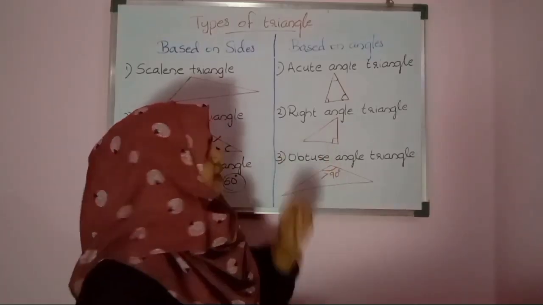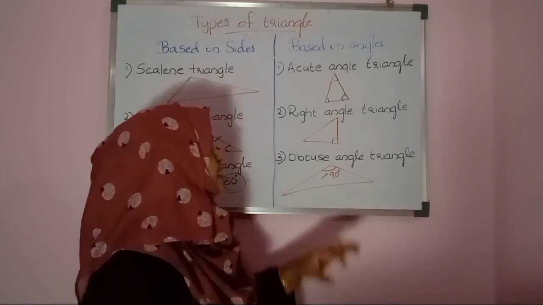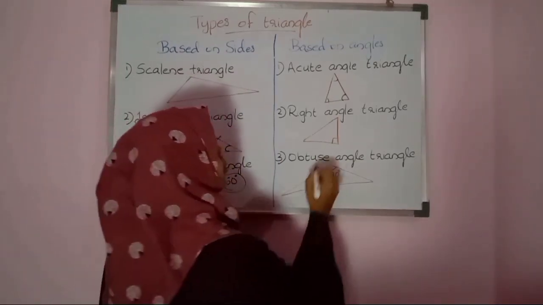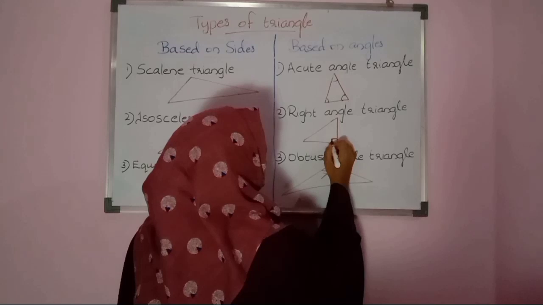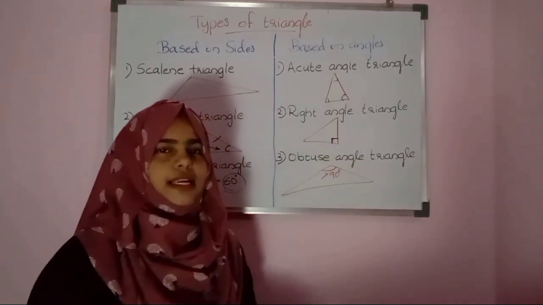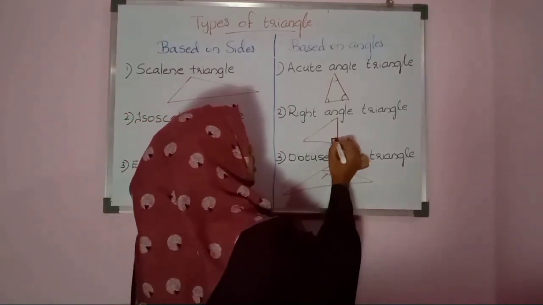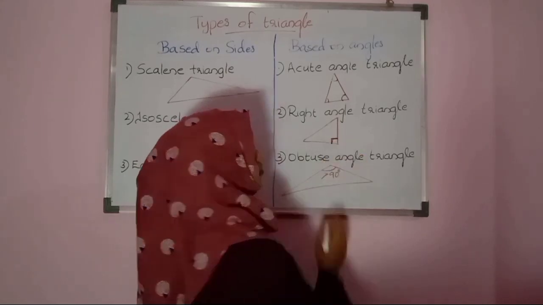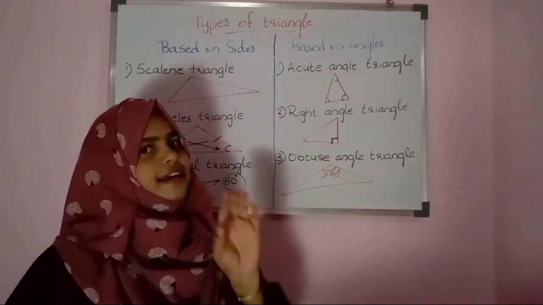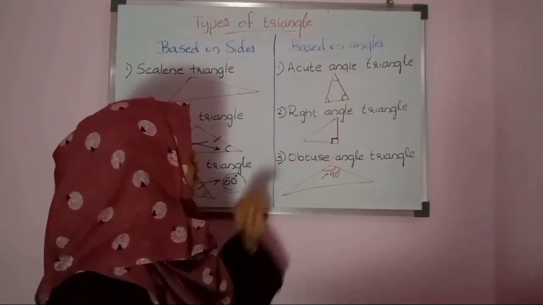The next type of triangle is the right angle triangle. That means one of the angles will be what? 90 degrees. If the angle is 90 degrees, we don't write it. We always mark it like this. That means it is 90 degrees. That is a right angle triangle.